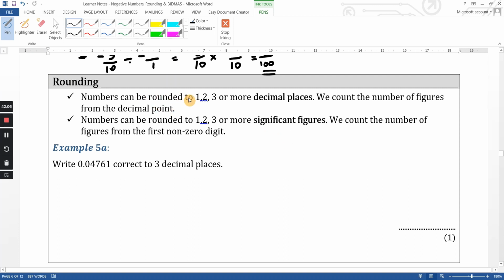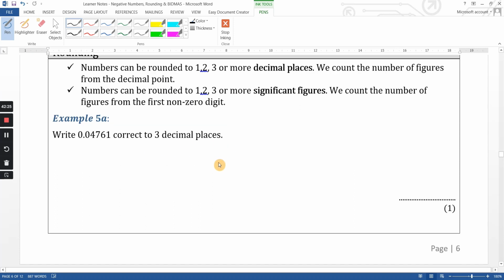So numbers can be rounded to 1, 2, or 3 or more decimal places. We count the number of figures from the decimal point. Numbers can be rounded to 1, 2, or 3 or more significant figures. We count the number of figures from the first non-zero digit. I'll explain what this means in a minute. Let's do decimal places first. So they're saying write this number correct to 3 decimal places. Let me just rewrite the number they're talking about.